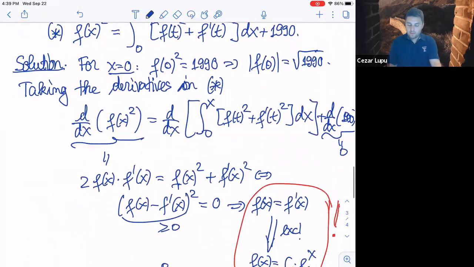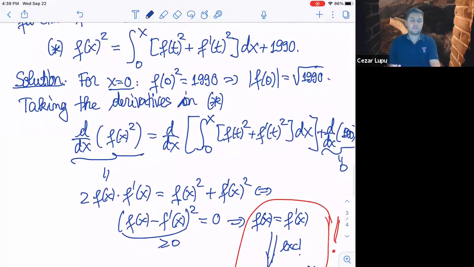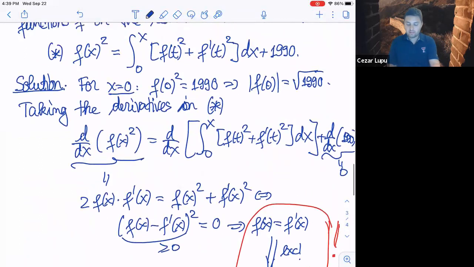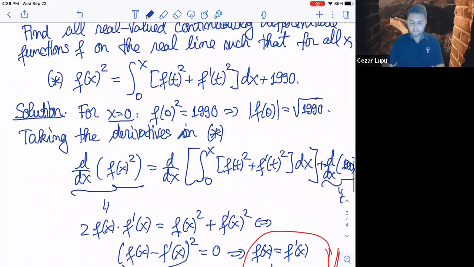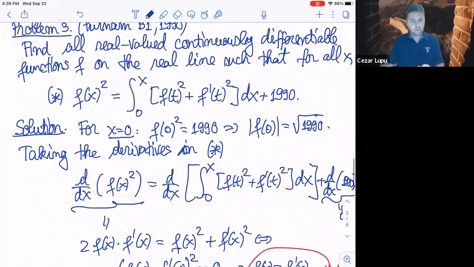So when you have a functional equation like this, this is how you solve these kinds of problems. In fact, we did an example in one of the lectures, if I remember correctly, a much more complicated example than this one. So usually that's the strategy: you take the derivative and see what happens there.